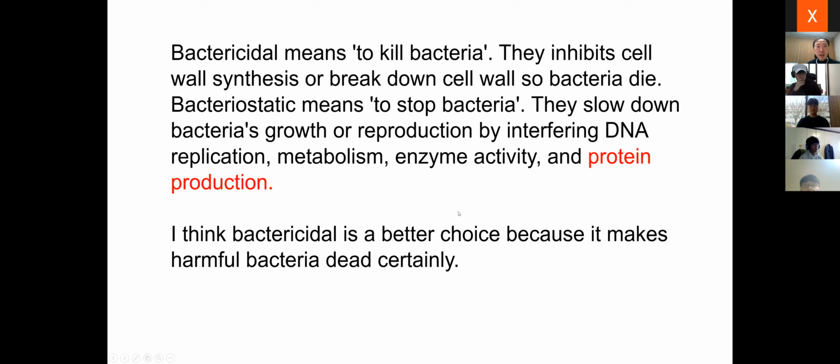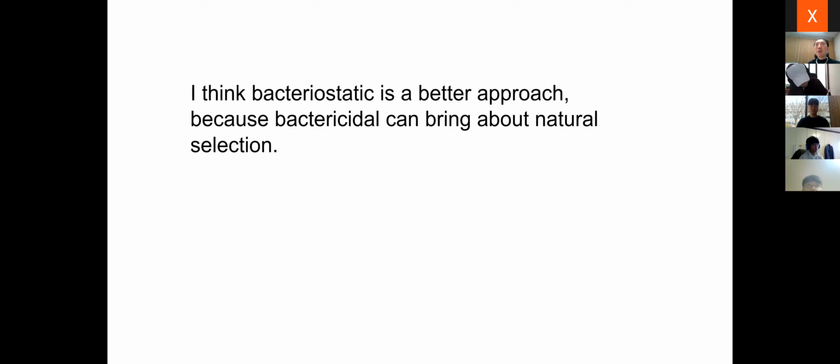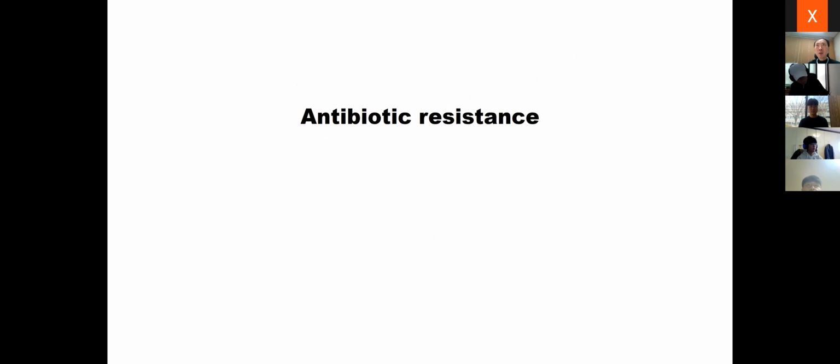Sometimes it can be bactericidal. Other cases maybe it can be bacteriostatic. It's case by case. Now, another opinion: I think bacteriostatic is better because bactericidal can bring about natural selection. Now, this natural selection is related to antibiotic resistance, right?